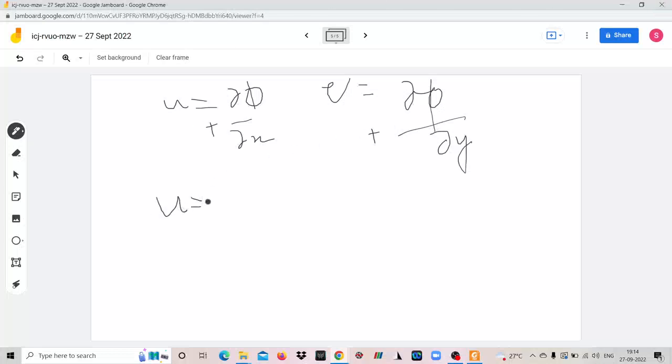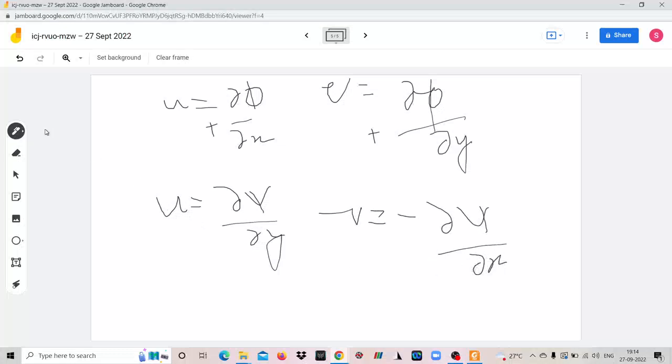Similarly, u is equal to del psi by del y, v is equal to minus of del psi by del x. Or you can use another form where u is equal to minus of del psi by del y and v is equal to plus del psi by del x.